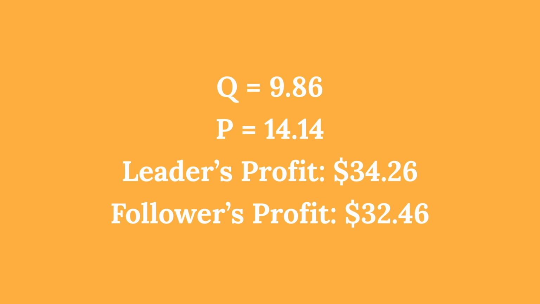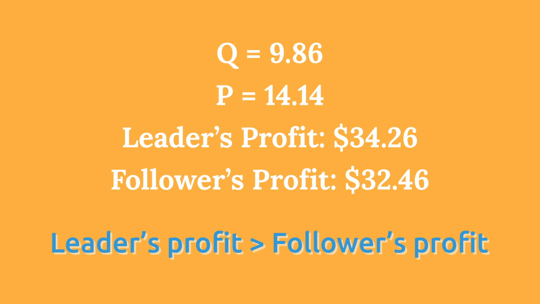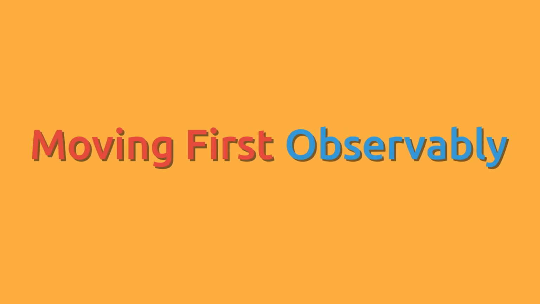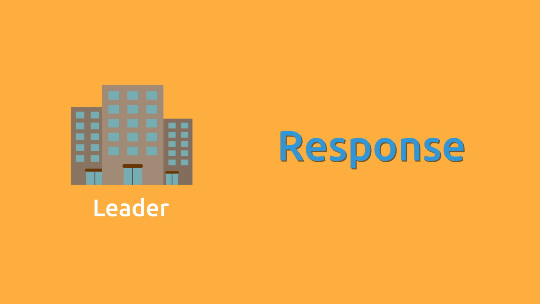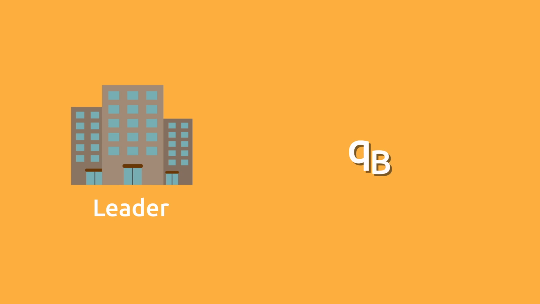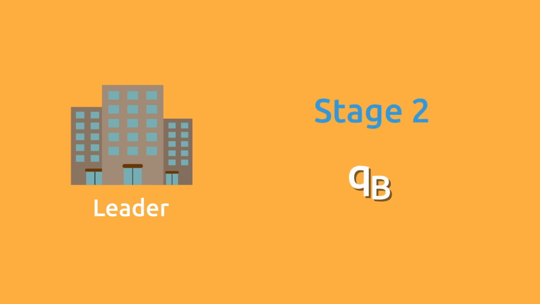First, the Stackelberg leader produces more and earns a higher level of profit than the follower does. It implies that moving first is giving a firm advantage in the Stackelberg model. This advantage is derived from moving first observably. The leader knows that the follower's output is dependent on its output level. By anticipating the follower's response, the leader can maximize its profit by taking into consideration the level of output the follower will produce in stage 2.